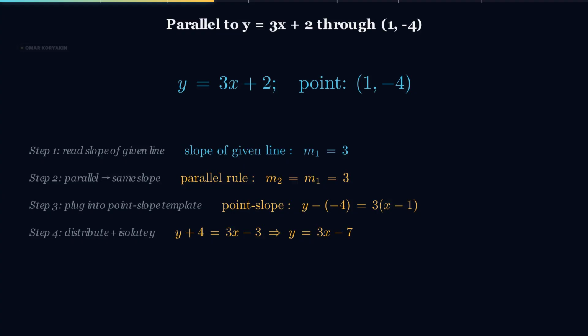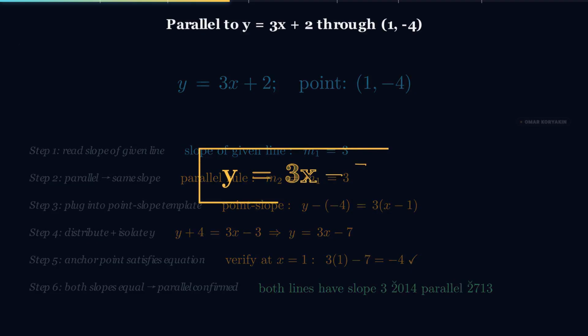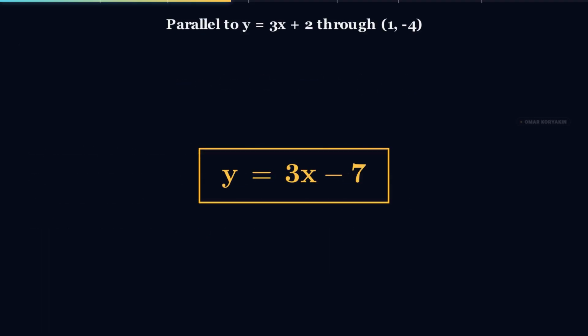The slope-intercept form has slope 3 matching the parallel rule and intercept -7, distinct from the given line's y-intercept of 2. Step 5. Verify by plugging the anchor point into the new equation. At x equals 1, y should equal -4. Plug in: y equals 3 times 1 minus 7 equals 3 minus 7 equals -4. Match. The new line passes through (1, -4) as required. So the parallel line is y equals 3x minus 7.